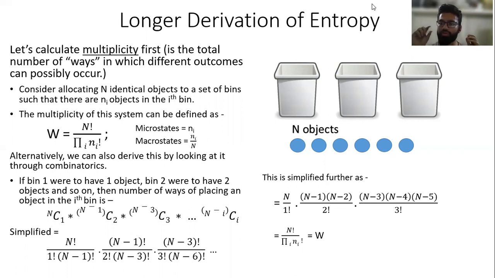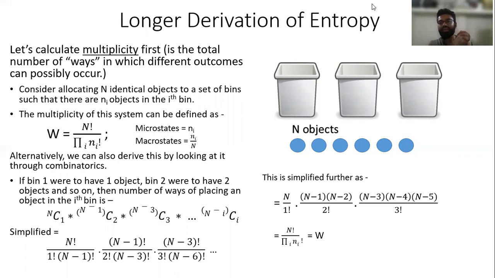The number of objects that you place in each of these bins is ni, and ni is known as the microstate. That's the physics terminology for it. And macrostates are the ratio of ni over n.